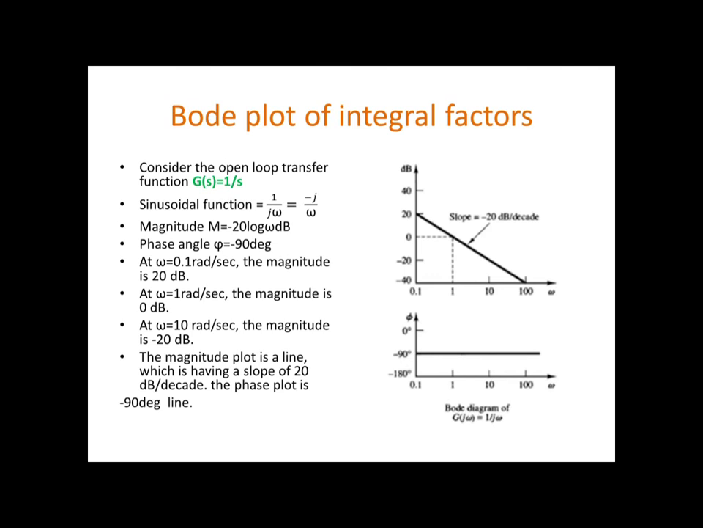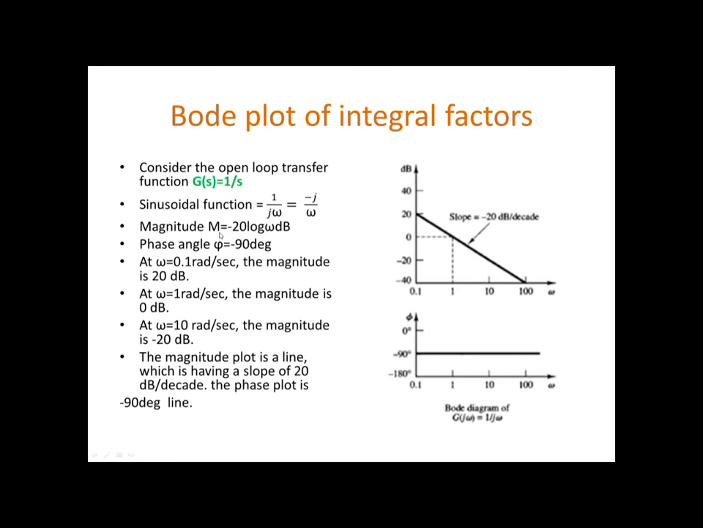Now what will happen if multiple poles are located at origin? Multiple poles mean 1 by s to the power n, and then G of j omega becomes 1 by j omega whole to the power n, or the mod of G j omega is minus 20 into n into log omega. So if n is equal to 2, it becomes minus 40 log omega. If n is equal to 3, it will be minus 60 log omega. If n is equal to 4, that will be minus 80 log omega, and so on.